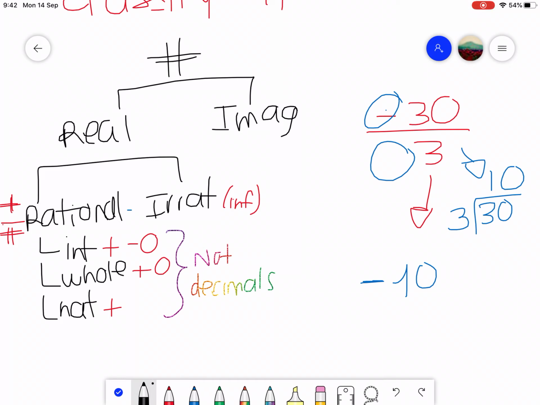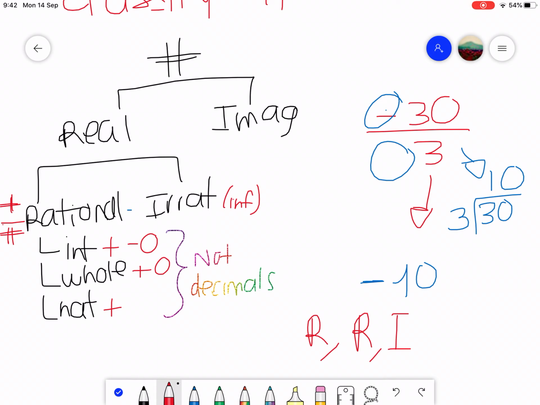So let's start classifying it. Is negative 10 real? Yeah, it is real. It exists. Is it rational? Yeah. Do you see the number 10? Is the number 10 infinite? No. So that means it's rational. Then, integer. Is it an integer? Yeah, because it is negative. So yes, it is an integer. Why? Because it doesn't have decimals and it's negative.